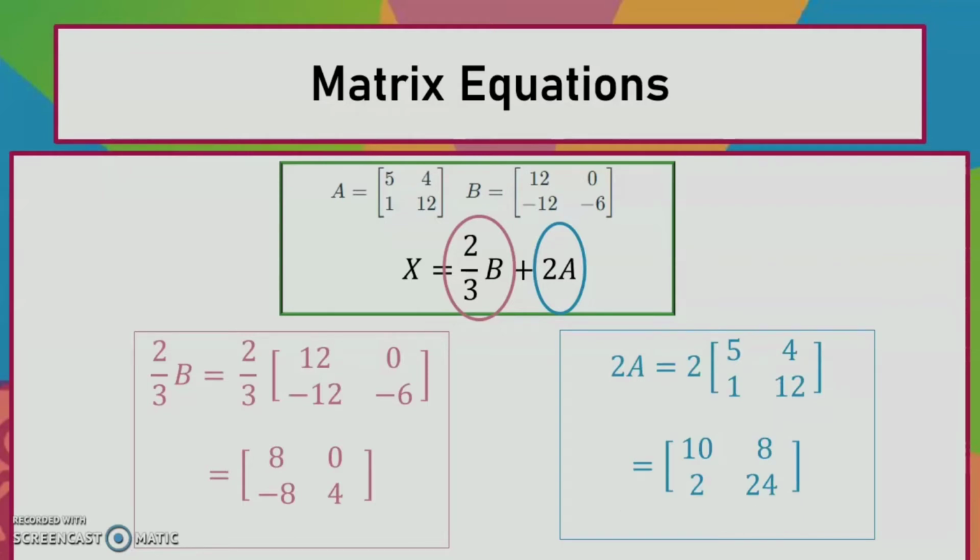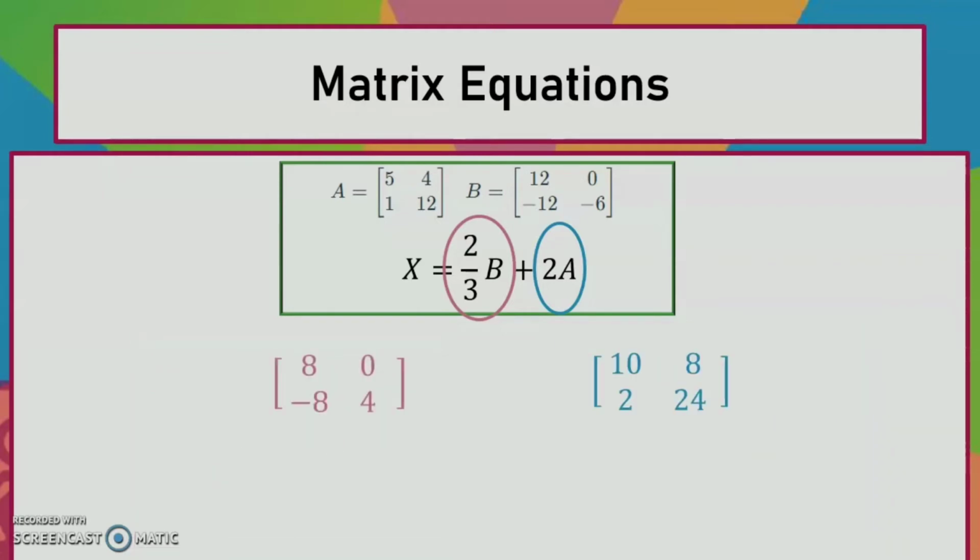And then lastly, we add them together. Remember, the way that we add matrices is by adding elements in the same position. 8 gets added to 10, 0 to 8, -8 to 2, and 4 to 24. And there we go. That is our matrix X. We've solved for it.